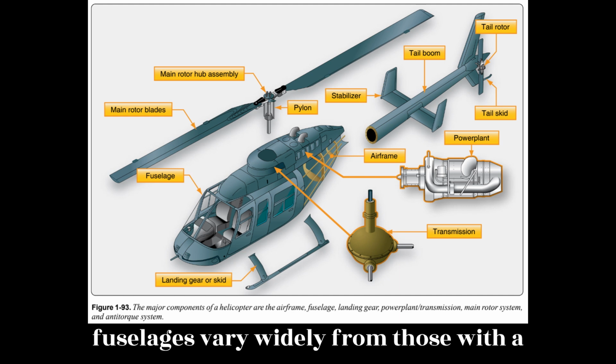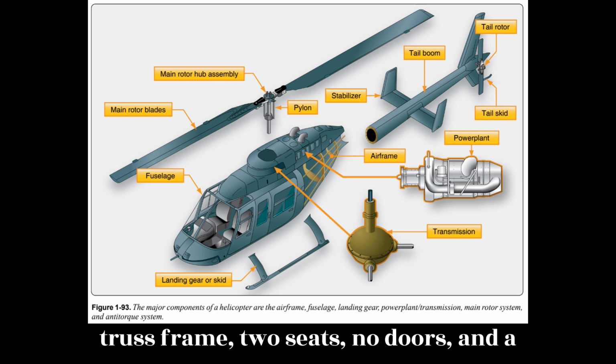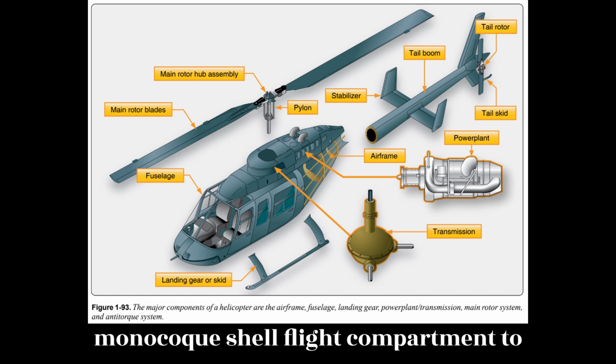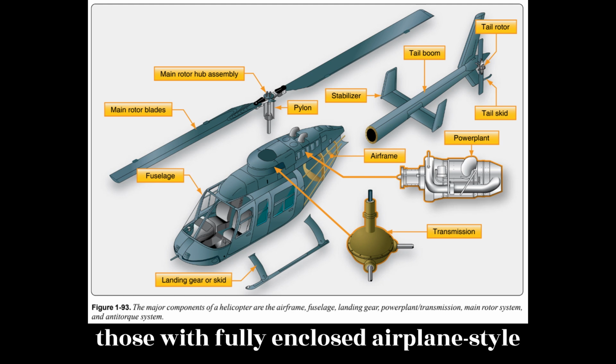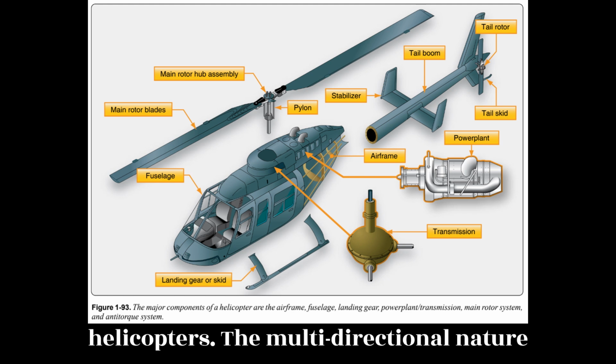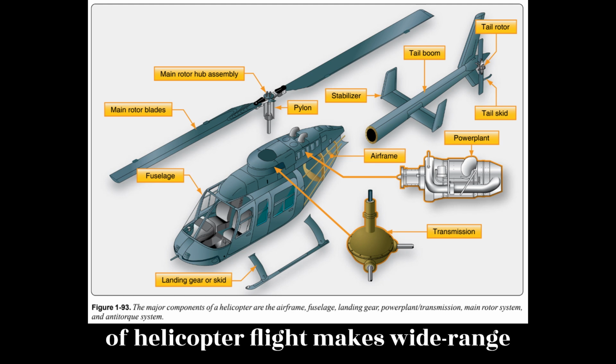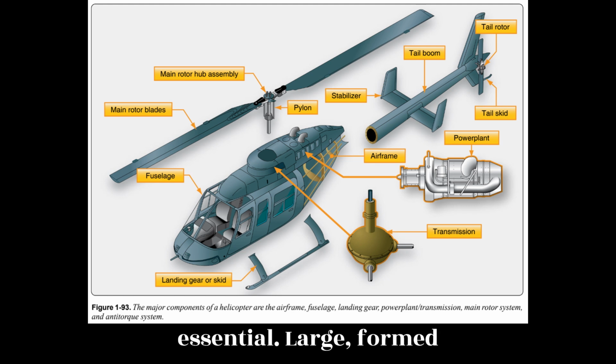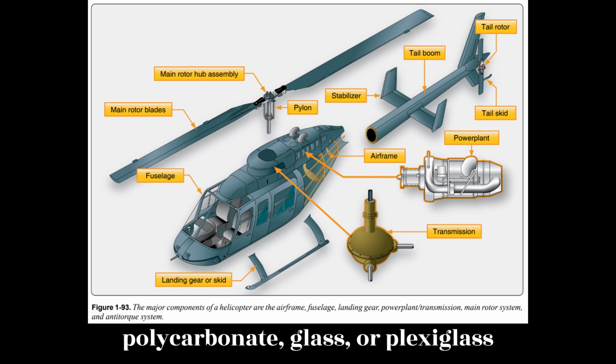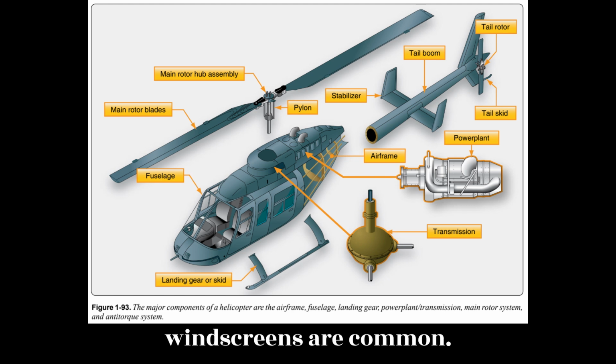Helicopter fuselages vary widely from those with a truss frame, 2 seats, no doors, and a monocoque shell flight compartment to those with fully enclosed airplane-style cabins as found on larger twin-engine helicopters. The multi-directional nature of helicopter flight makes wide-range visibility from the flight deck essential. Large, formed polycarbonate, glass, or plexiglass windscreens are common.